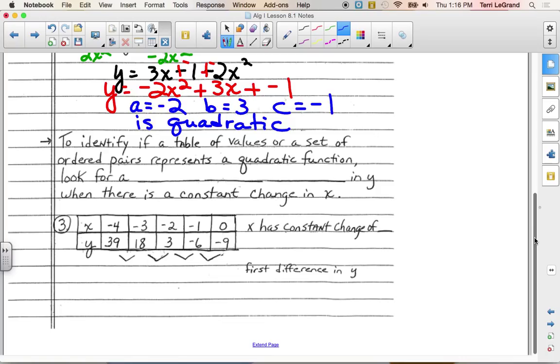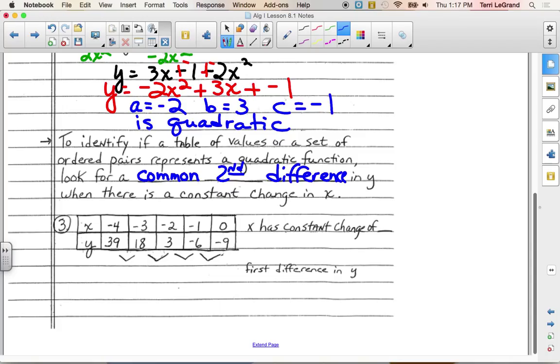Okay, what if they just give us a table of values? We don't have an equation. We don't want to graph it because LeBron didn't provide a coordinate plane for you and you don't want to go through that much work and make your own. So to identify if a table of values or a set of ordered pairs represents a quadratic function, we're going to look for a common second difference in y.